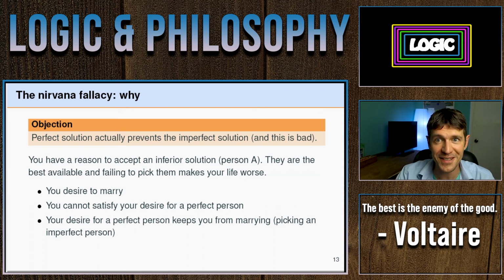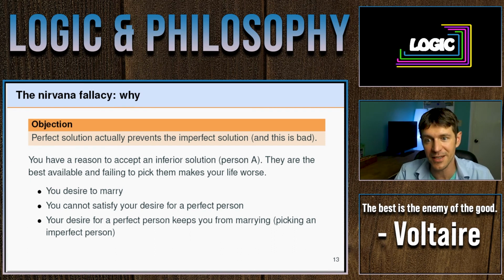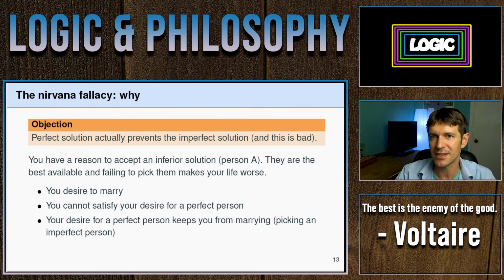So here, the perfect solution, that is finding that perfect candidate, actually prevents you from making an imperfect solution. That is, the desire for this perfect individual actually keeps you from picking an imperfect candidate who you would be wonderfully happy with. So you have this desire to be married. You would be happy if you satisfied this desire. But you also have this desire, or you're only willing to accept the perfect candidate. And since you will only accept this perfect candidate, this perfect person to marry, it keeps you from choosing an imperfect candidate who you would love for all of your life.